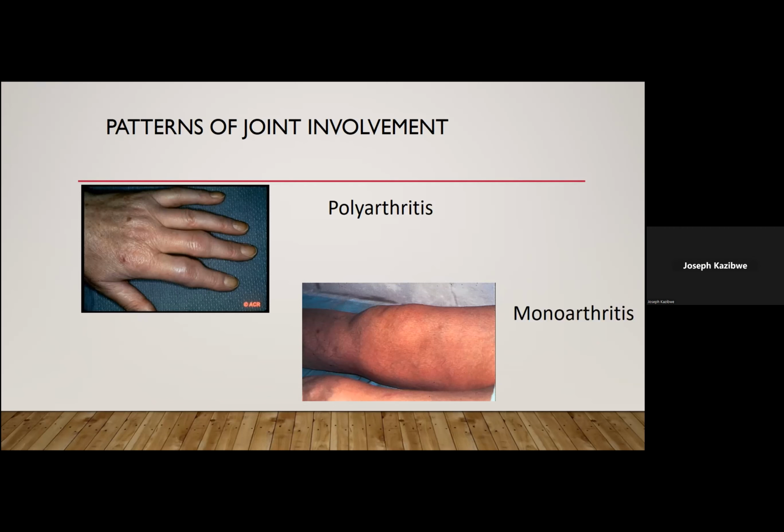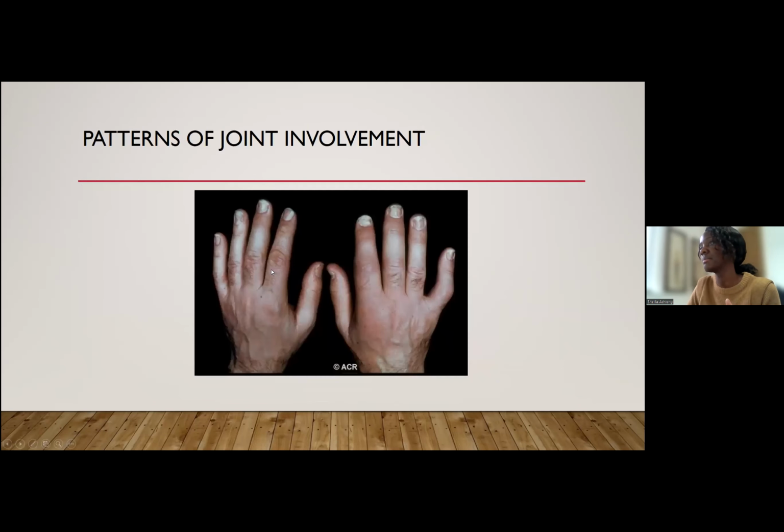Okay. Right, so the top one is polyarthritis. Polyarthritis is basically having 5 or more joints inflamed. In this patient, you can see on the PIPJs there's a lot of inflammation, and there's some inflammation along the DIPJs as well. Monoarthritis is having 1 joint involved, and oligoarthritis is when you have fewer than 5 joints, but more than 1 joint, inflamed.